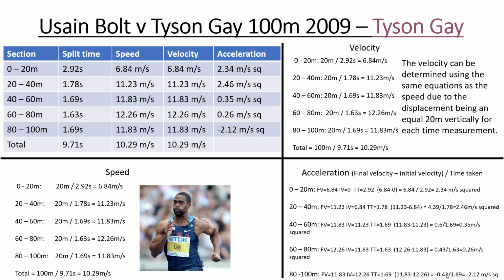And then the final 20 meters, we can clearly see that his acceleration is starting to become deceleration, as the 11.83 of his final velocity is less than that of his initial velocity of 12.26, so that gives us a total of minus 0.43, and the time that took him to complete was 1.69 seconds, so he's now decelerating at a rate of minus 2.12 meters per second squared.